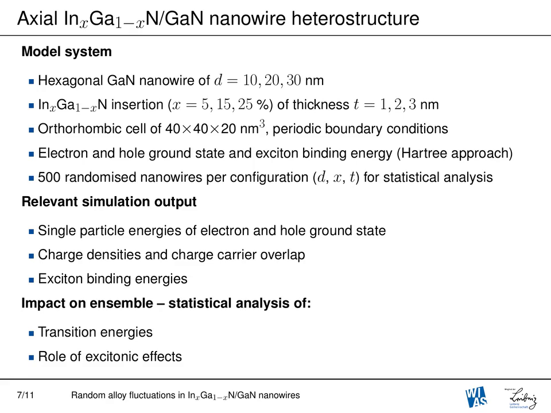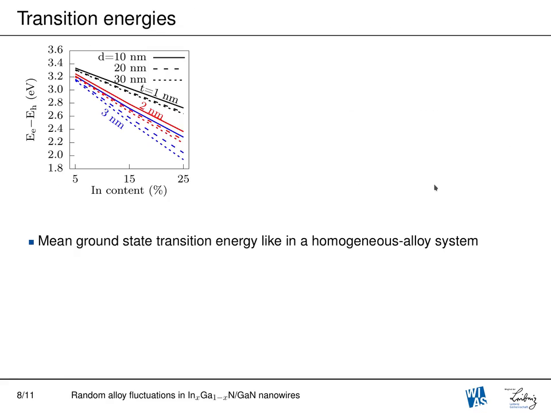To understand the impact of random alloy fluctuations on an ensemble of nanowires, we perform a statistical analysis of the transition energies as well as of the role of excitonic effects. Now let's first have a look at the transition energies. What you see here are the electron and hole ground state transition energies, including excitonic effects, as a function of the insertion indium content for different nanowire diameters and different insertion thicknesses.